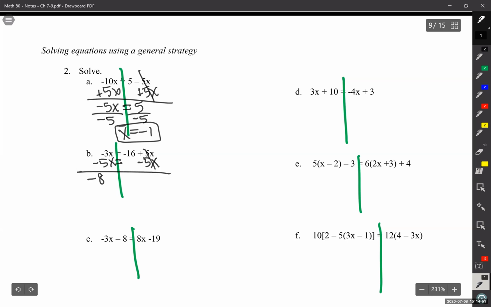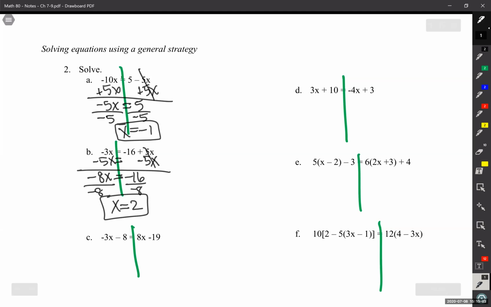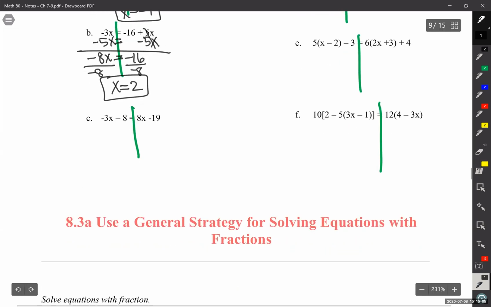That gives me negative 8x equals negative 16. Divide by negative 8, and I get x equals 2. Now, see, we have numbers and letters all mixed up throughout this problem. So we need to make a choice. What side do we want the numbers on? What side do we want the letters on?